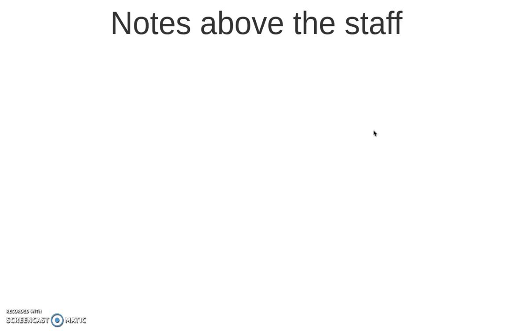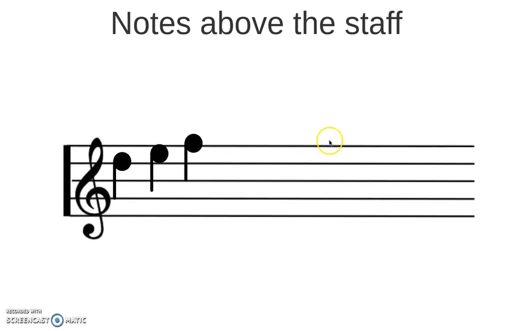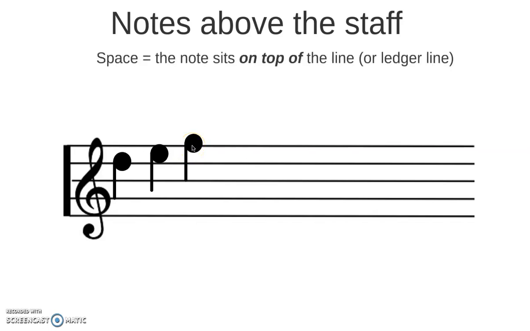When we reach the top line of the staff, we can keep going. So here's the last 3 notes leading up to the very top line of the staff. And here is how you go above that. So we have line, space, line. When we run out of lines and we're going up above, when we say space, we mean that the note sits on top of the line or the ledger line. So this one sits on top of the line. If we had another line here, it would be in the space between.